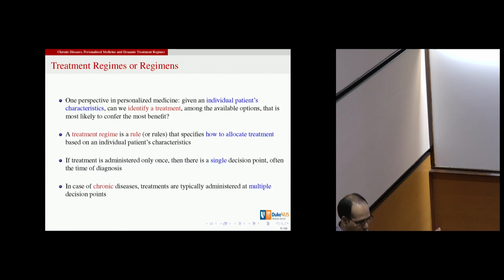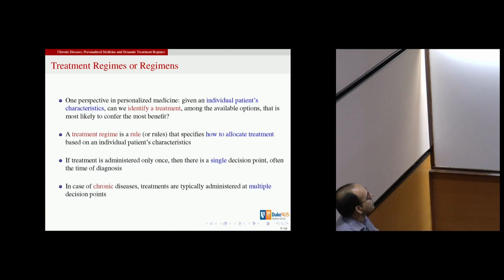So it's not company driven, whereas the pharma perspective would be, given a particular drug, which subgroup of patients will benefit from it. So that's the target to make. Here it's different. Given an individual, among all possible treatment options, what do I give?